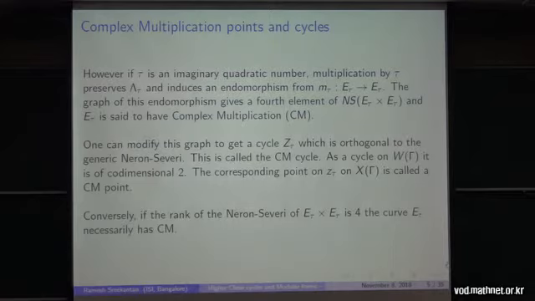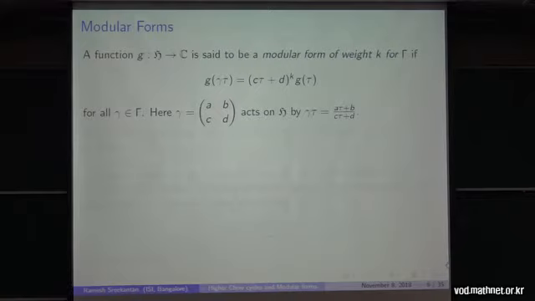Okay. Now the next objects we will consider are modular forms. So this is a rather rapid fire introduction to modular forms, which is not very precise either. But anyway, a function from the upper half plane to the complex numbers is said to be a modular form of weight k for gamma if it satisfies this equivariance property: g of gamma tau is c tau plus d raised to k times g tau for all gamma in Gamma. Okay. So for example, if I had a function which is gamma invariant, it would be a modular form of weight 0.